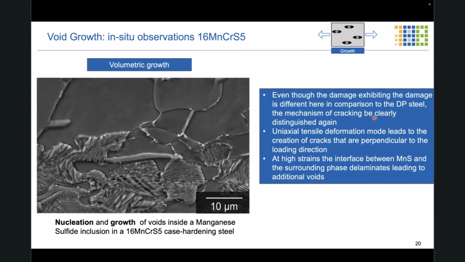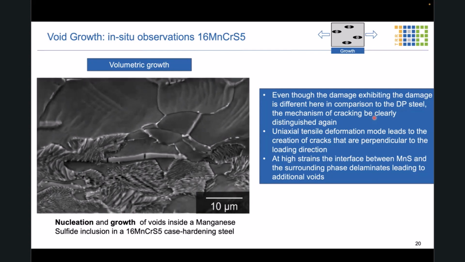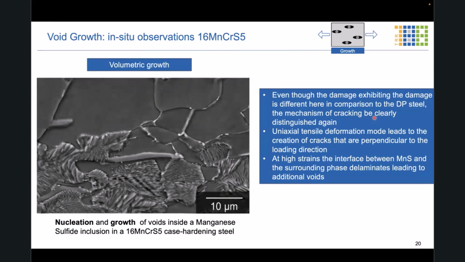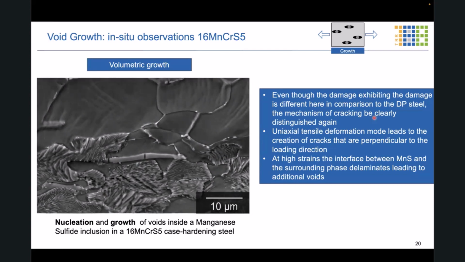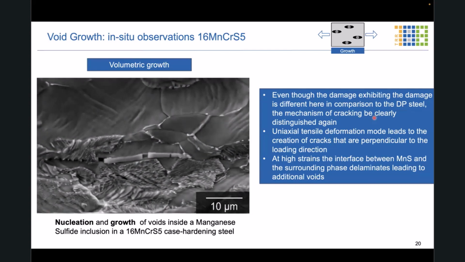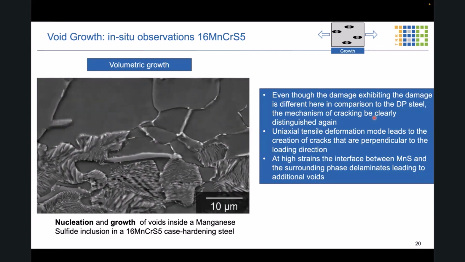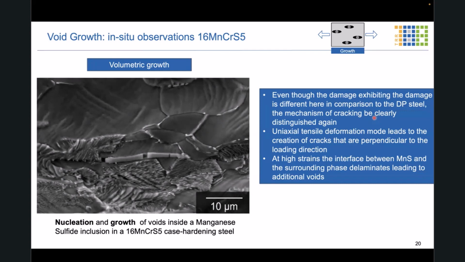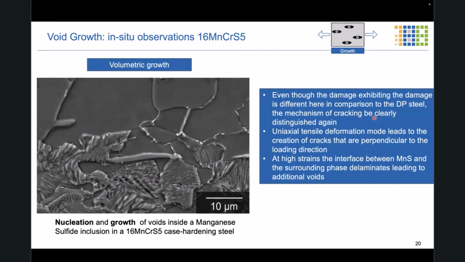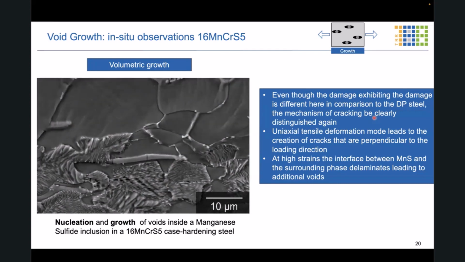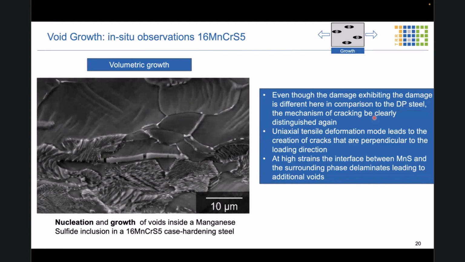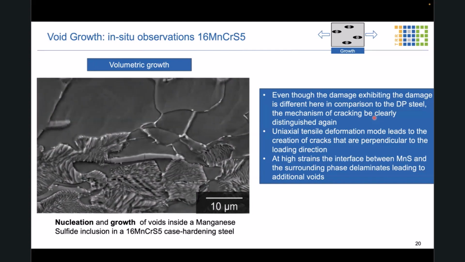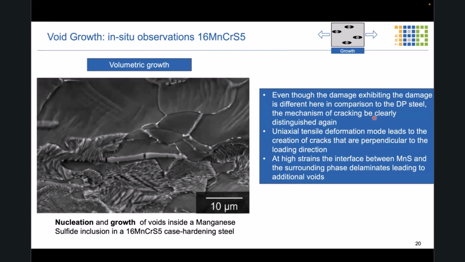So here we observe that the uniaxial tensile deformation mode leads to the creation of a crack that is perpendicular to the loading direction. So again, this first principal stress criterion could be useful. And we also see that at high strains, the interface between the manganese sulfide inclusion and the surrounding phase delaminates, leading to additional voids.